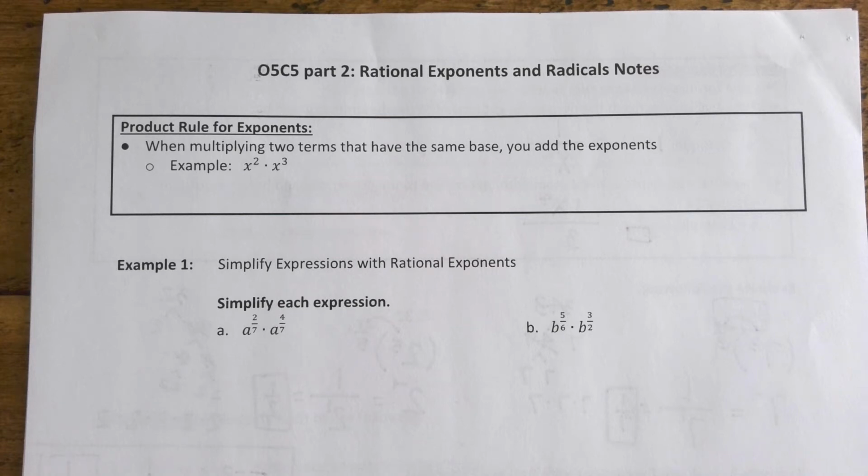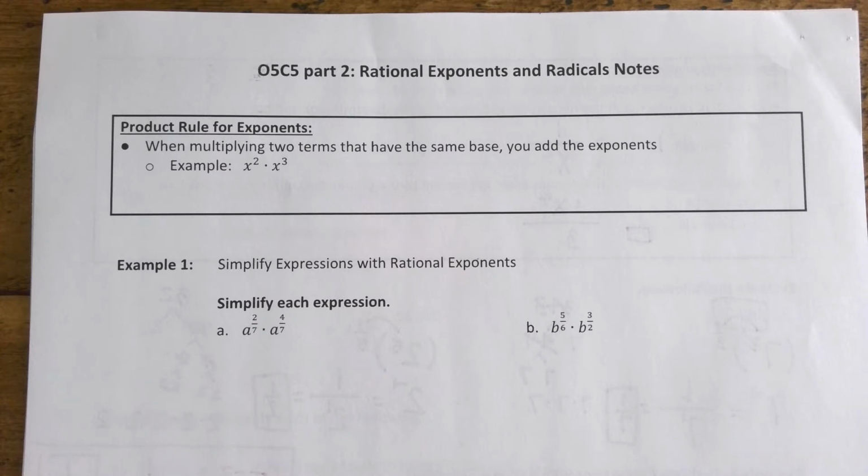Hi there, in this video we are going to talk about Outcome 5, Component 5, Part 2. We'll continue our discussion with rational exponents and radicals. So we're going to see a few more exponent rules that you saw back in Algebra 1, and then we'll switch things up a little bit, make them slightly harder for Algebra 2.